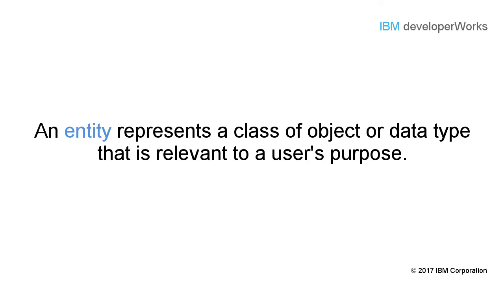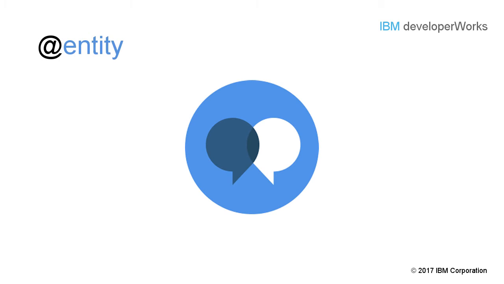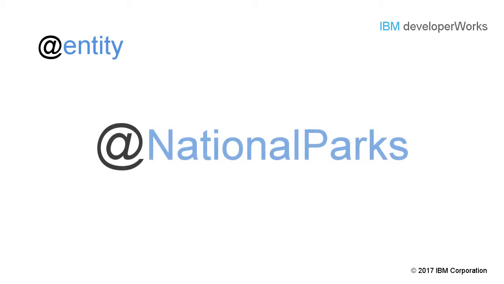In a previous section, we talked about entities. An entity represents a class of object or a data type that is relevant to the user's purpose. In Watson conversation, entities are denoted by the @ symbol prefix.